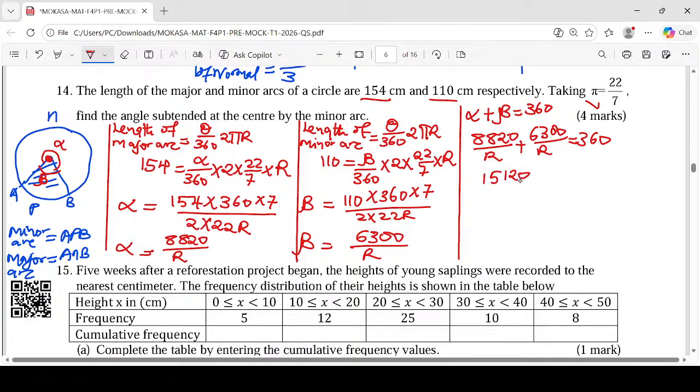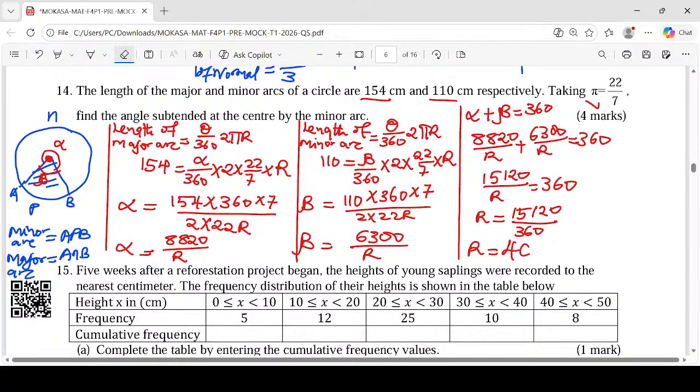15120 over r is equivalent to 360. To get the value of r when you cross multiply, r will be given by 15120 divided by 360. Ladies and gentlemen, we are going to get the value of r as 42 centimeters. This is the value of our r.